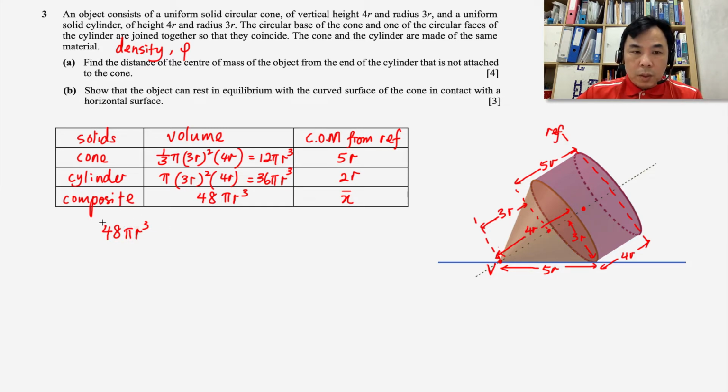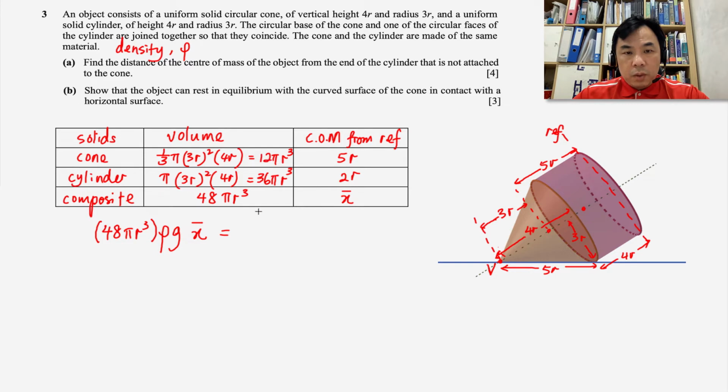The moment of the composite solid is based on the original definition, supposed to be the weight of the composite solid. The weight is actually given by the volume multiplied by the density. You have the mass here actually, and then you multiply by g to get the weight. And then after that, we multiply that with the center of mass. Now that is the moment of the composite solid.